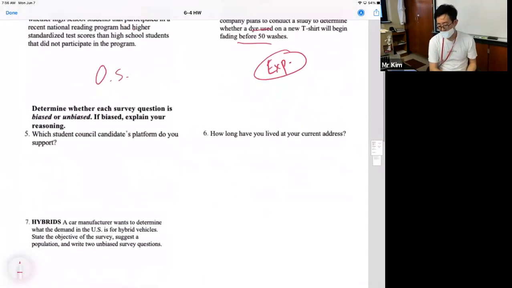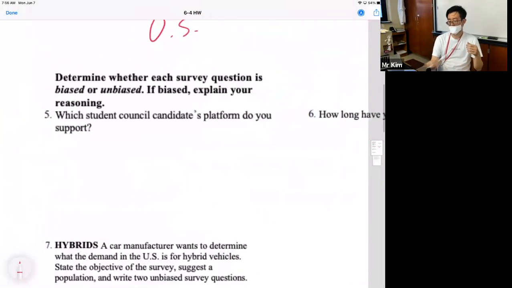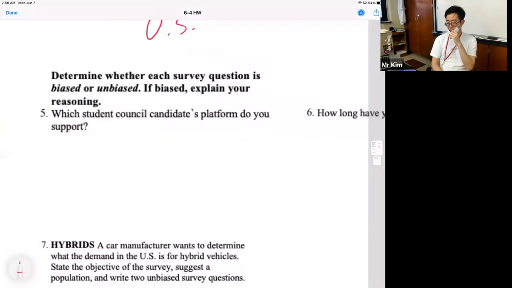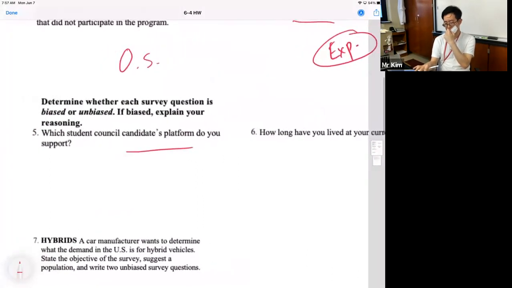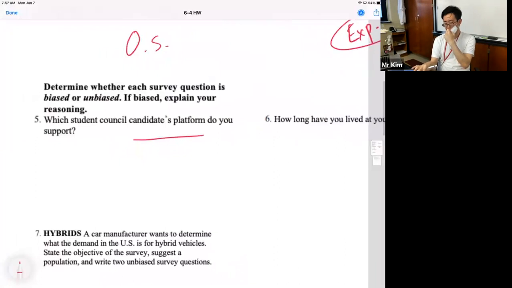Determine whether each survey question is biased or unbiased. If biased, explain your reasoning. So this one is what we did on the Kahoot, right? Which student council candidate's platform do you support? If I ask you this type of question, I think this one's a little bit too straightforward, but Paulina, can you help me with number 5?